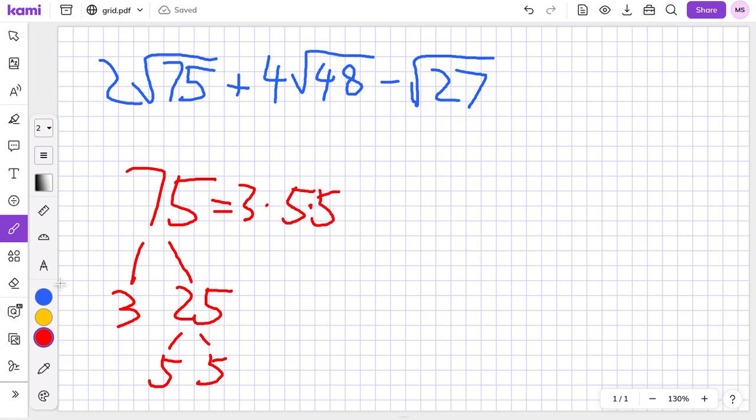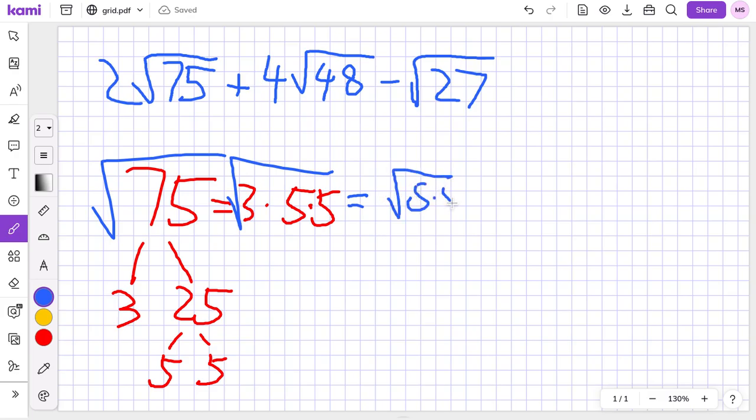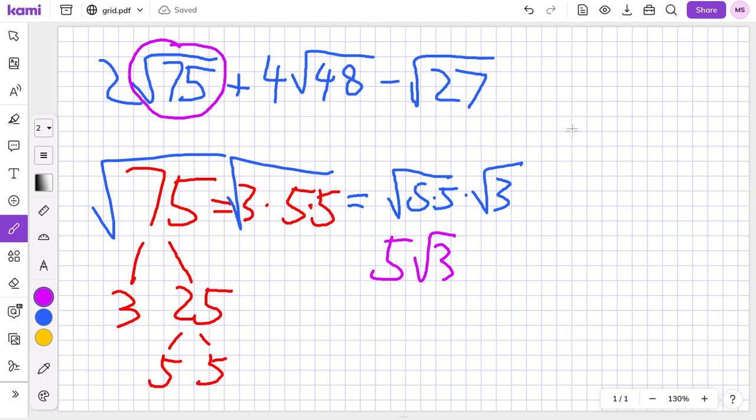And if I was to take the square root of this, then this would equal square root of 5 times 5 times square root of 3. Well, that's really square root of 25, or you can write 5. That's really 5 root 3. So this part right here is really 5 root 3. So if I have 2 times 5 root 3, then this becomes 10 root 3.